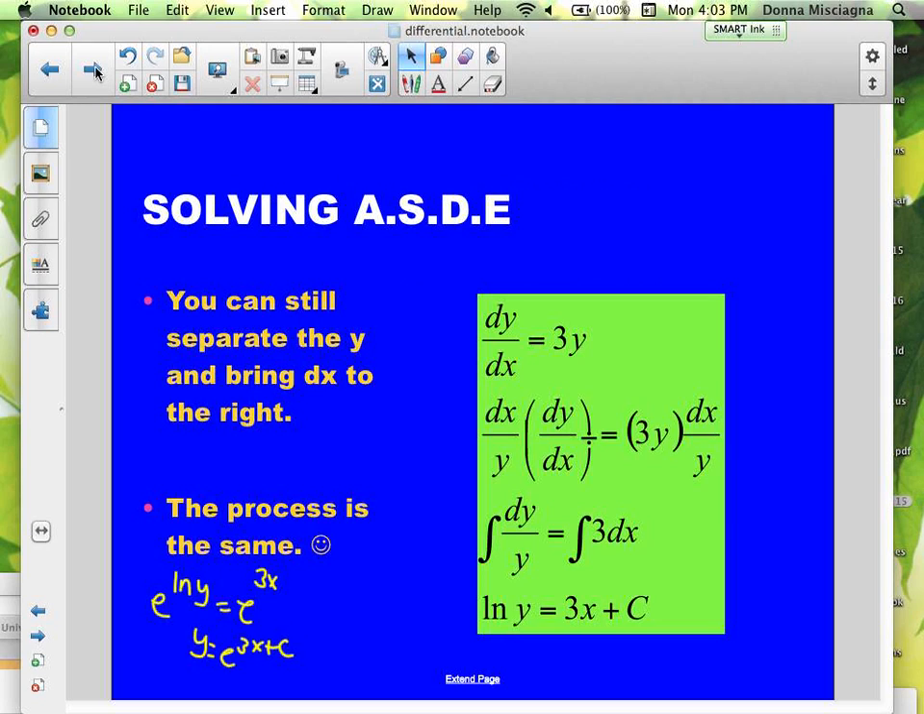So if we integrate 1 over y dy, that's natural log of y, and technically there should be absolute value bars there. Why are there no absolute value bars? Because our goal is to isolate y, so it's only going to look like this for a very short while. If we integrate 3 dx, that's 3x, and then we have our plus c. Now to solve for y, instead of taking the log of both sides, we're exponentiating both sides.